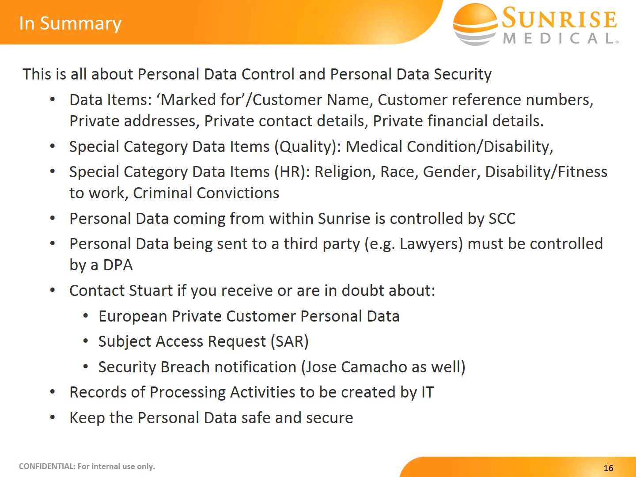Notice the emphasis on private there. If the details are from a company, we don't need to worry about it because it should be covered by either a DPA from within Sunrise Medical or privacy. You need to be aware of special category data items, particularly in the quality area, where you may well be exposed to medical condition or disability information. Also special category data from employees and associates: religion, race, gender, disability, fitness to work, criminal convictions.